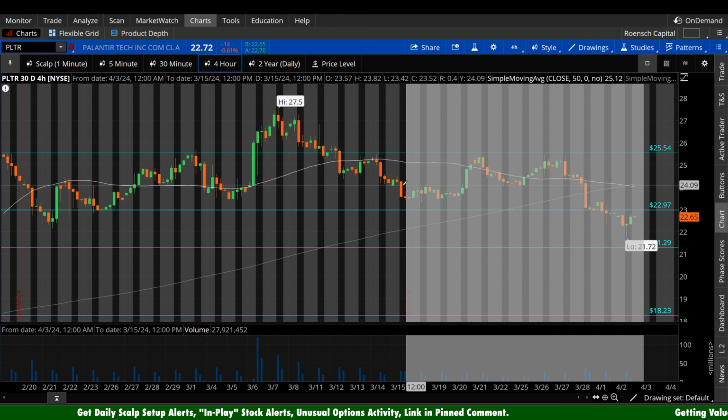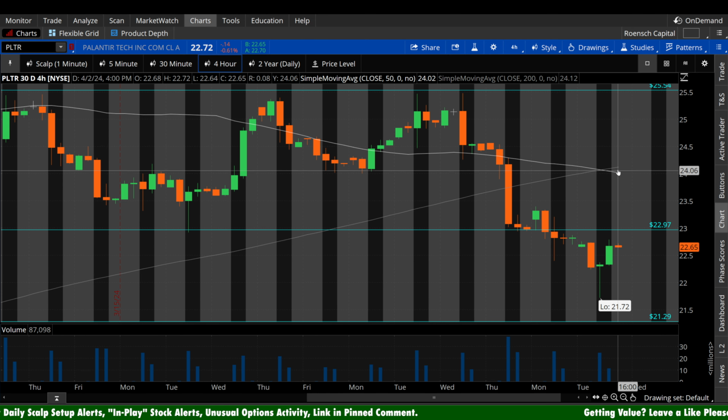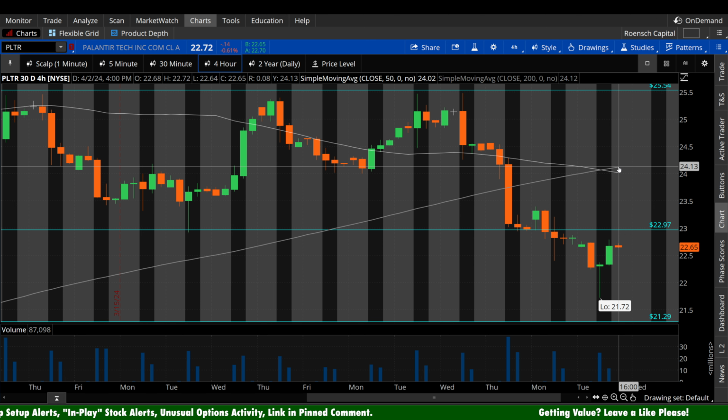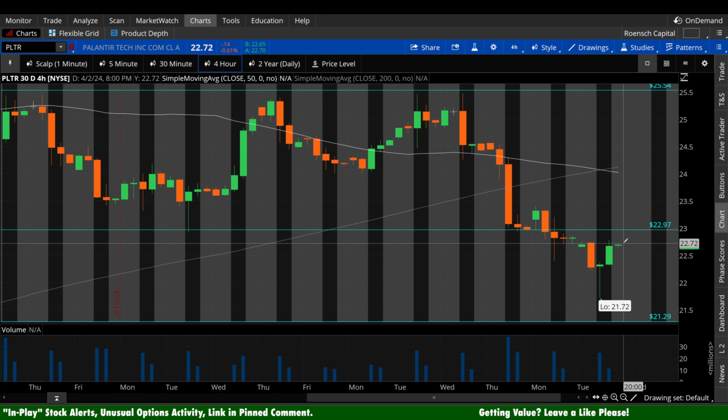On the 4-hour, we're probably not going to spend a lot of time here just because these moving averages are pretty far away. They're both just above 24 bucks. They're far away from a day-to-day perspective, about 6% away, 5.9% away. We've seen crazier things out of Palantir.